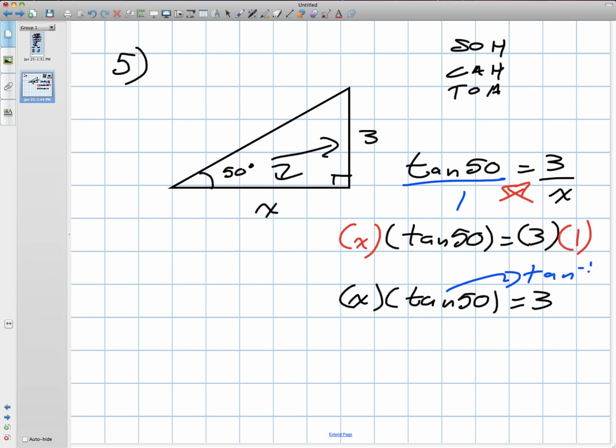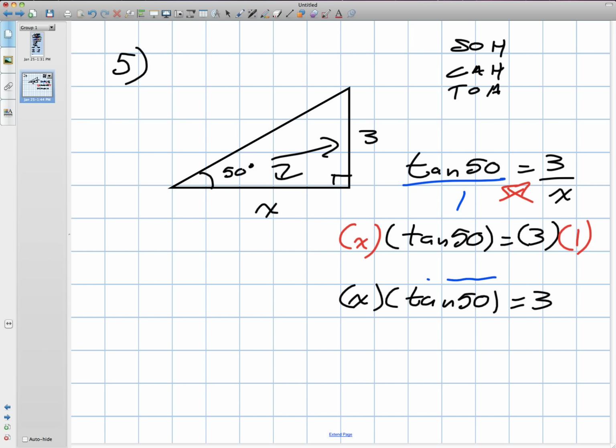Now, some of you guys are getting confused. You're thinking that, okay, now if I got to bring tan back to this side, it's going to become tangent inverse. When do we use tangent inverse? When we're solving for what? Angle. The angle. Yes, theta or the angle. Tan 50 is actually a number. We just didn't really want to write the entire decimal out.